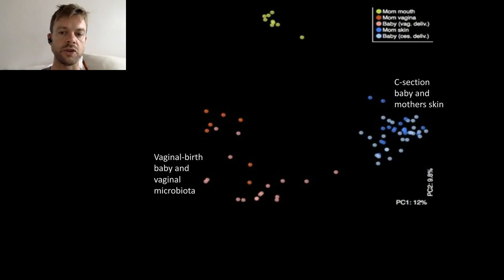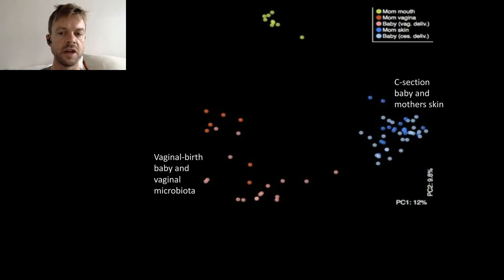Whereas children born via C-section have a microbiome much more similar to the mother's skin. So they develop a microbiome that's more akin to the skin environment which they first interact with. You can see the mother's mouth at the top there in yellow. It's very different from both of these environments. So this is the starting culture, if you will. This is the sourdough bread or the craft beer that you would normally acquire early in life. And we think this is incredibly important.